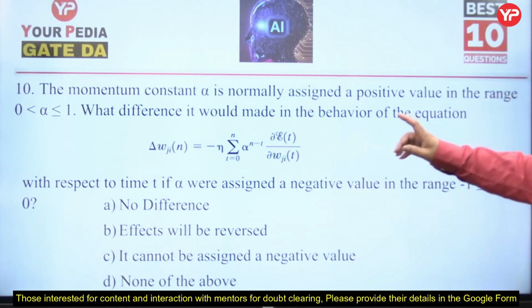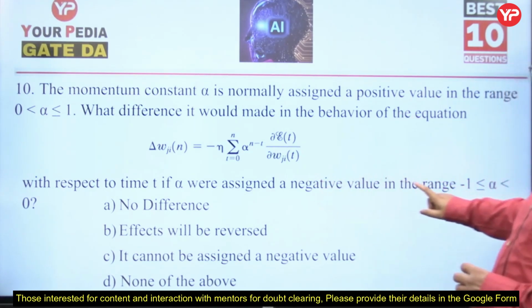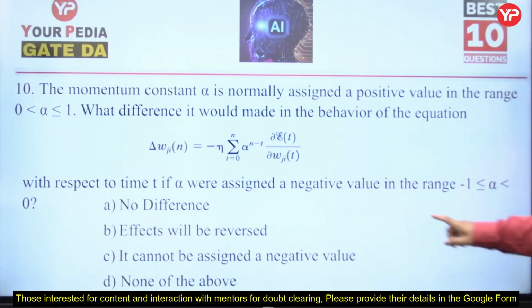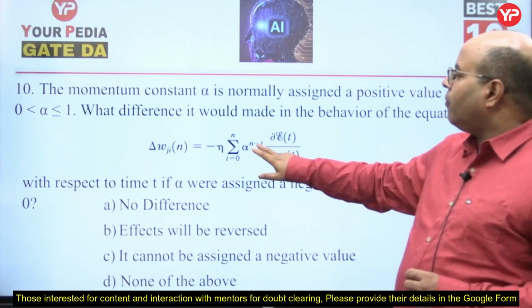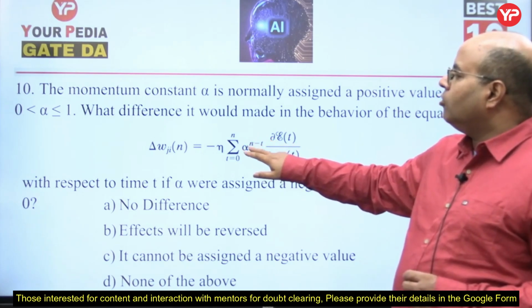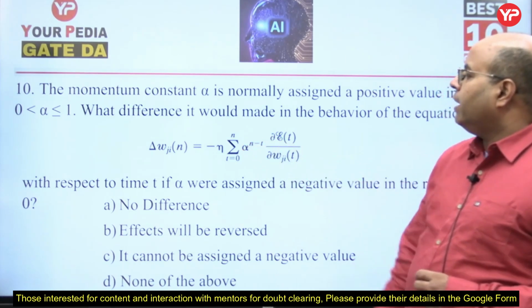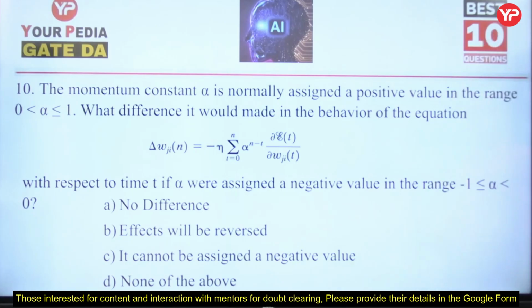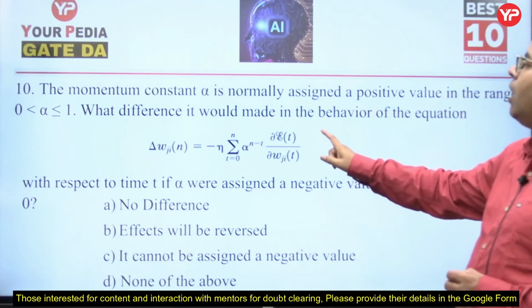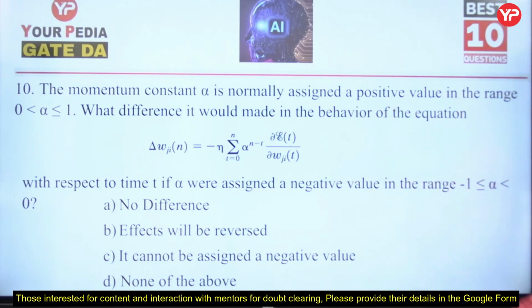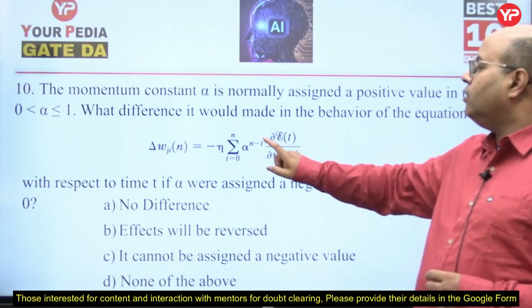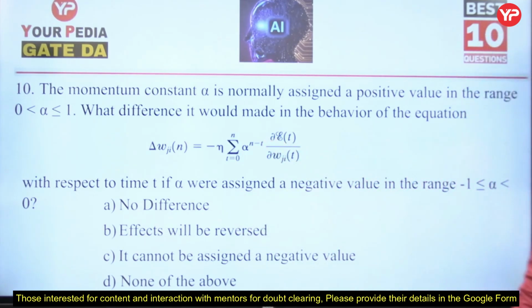With respect to time t, if alpha were assigned a negative value in the range minus 1 to 0, then what will happen? What difference would it make in the behavior of this equation if alpha is assigned a negative value? No difference, or effects will be reversed, or it cannot be assigned a negative value, or none of the above.